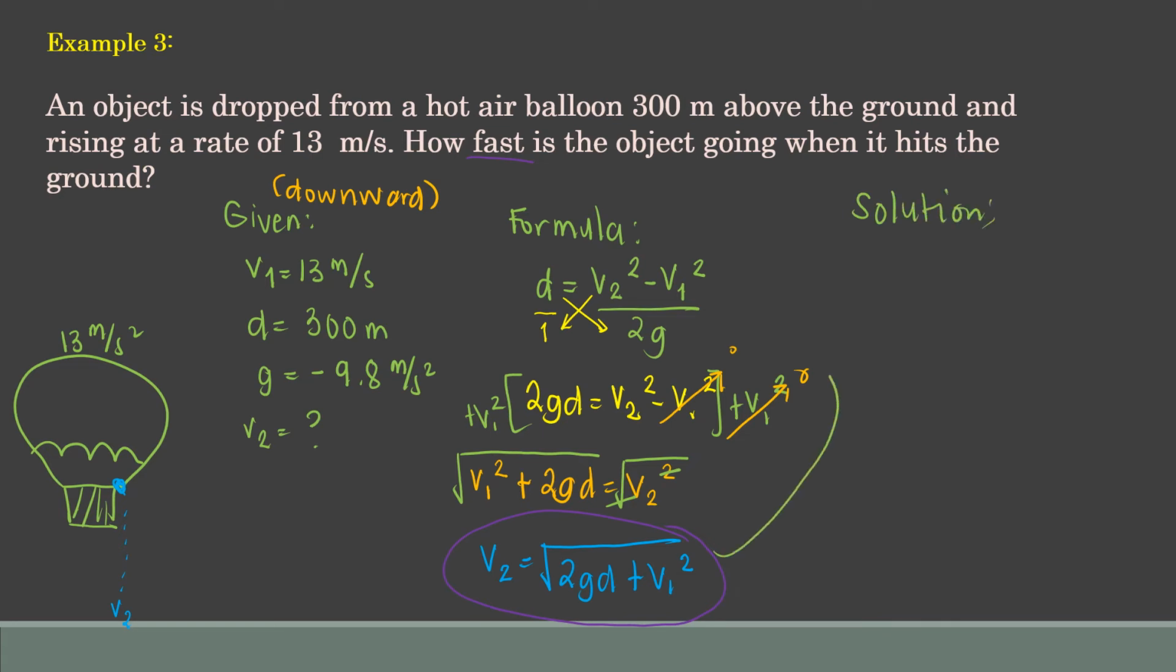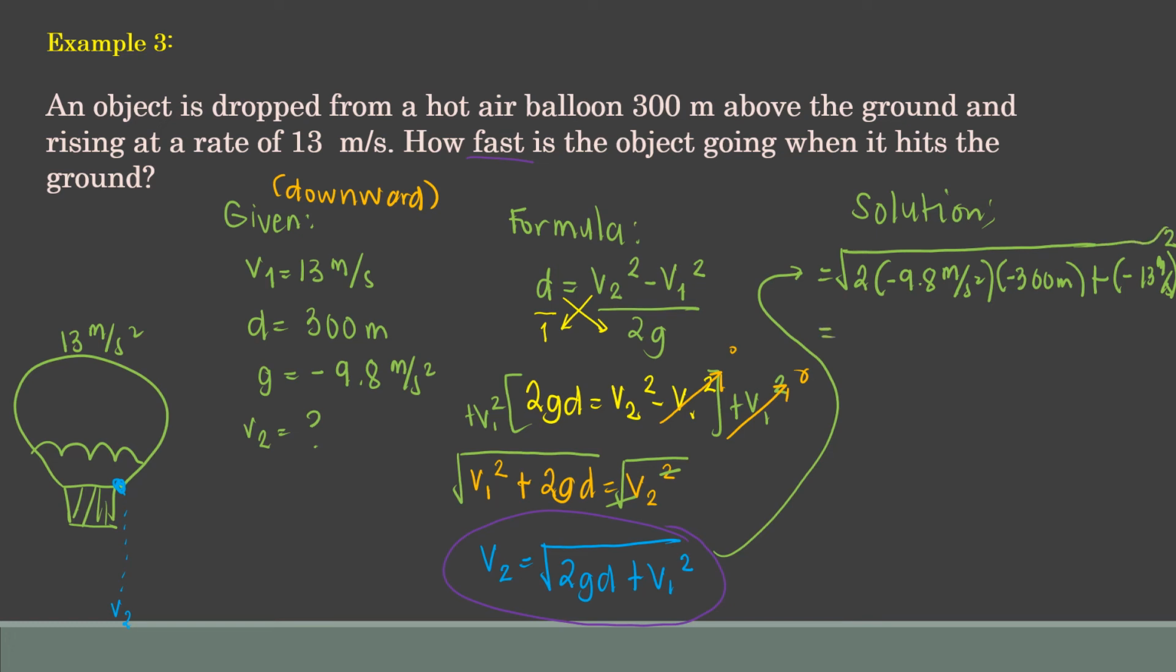Let's substitute our givens. We have 2 multiplied by negative 9.8 meters per second squared, and our distance is negative 300 meters. Negative 300 because it's downward, which is considered to be displacement. And then plus our velocity, which is 13 meters per second. We will also be using negative 13 meters per second, and then we will be squaring that.